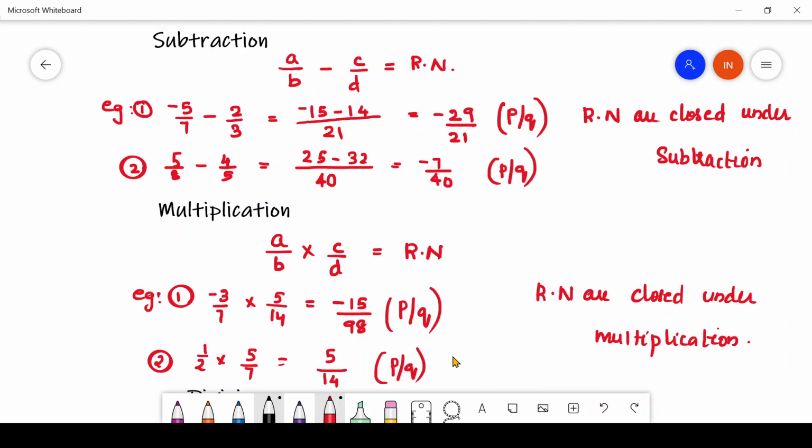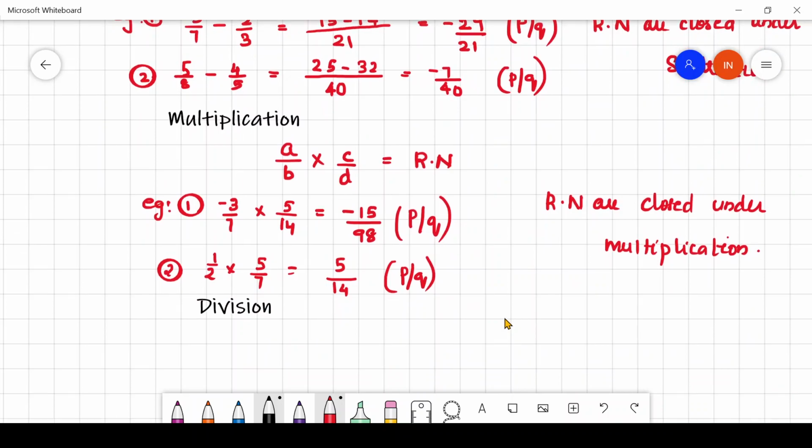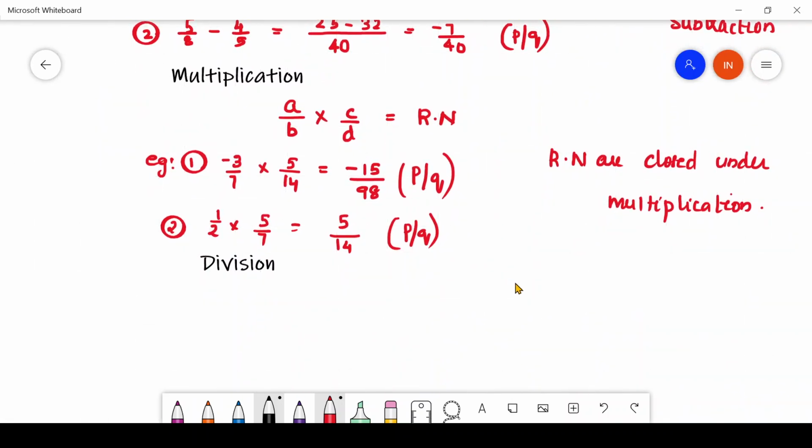So let us go ahead with division now and see whether division is closed. We are going ahead with the same procedure, a by b divided by c by d. You have to check whether we are getting it as a rational number. So let me take an example: negative 5 by 3 and 2 by 5. So I took two rational numbers and am dividing them.